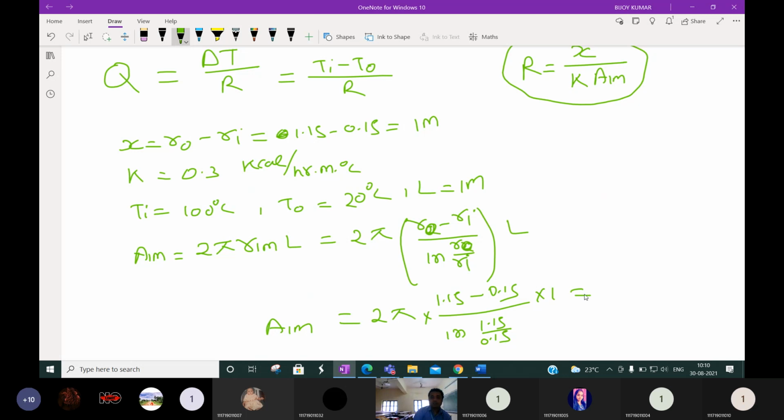Okay, just calculate it. Very simple thing. ALM is nothing but 2 pi RLM into L, where RLM is the logarithmic radius. And the logarithmic radius formula we know: R0 minus Ri by ln of R0 by Ri. So this is very simple. All the variables we know, so we put everything in. What is this area value? Please respond quickly.